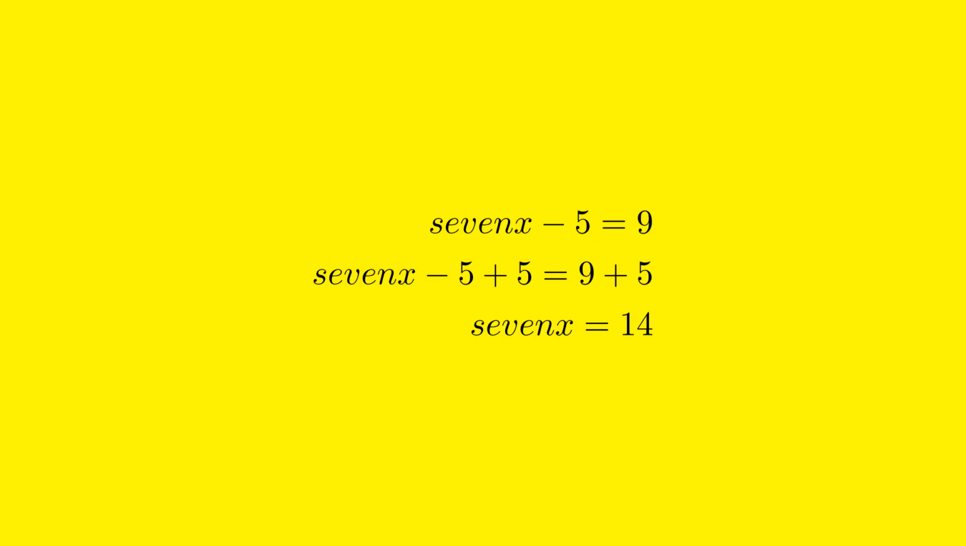So we start with 7x minus 5 equals 9. By adding 5 to both sides, the equation becomes 7x equals 9 plus 5. Simplifying the right side of the equation, we get 7x equals 14. In this step, we have successfully altered the equation to remove the minus 5 and simplified it to 7x equals 14. The reasoning is that by adding the same number to both sides, we maintain equality, which is essential when solving equations.